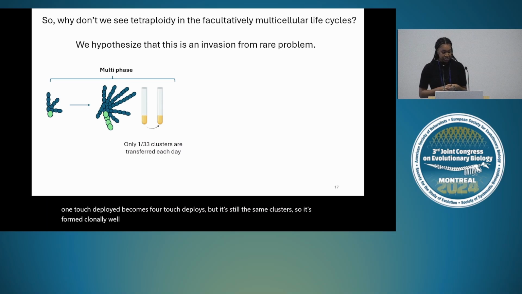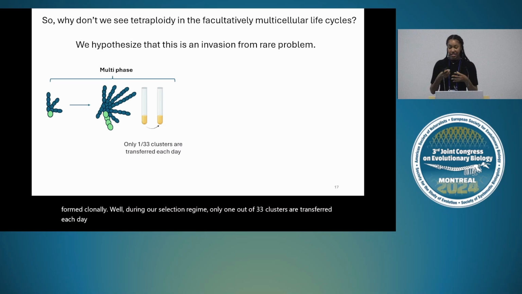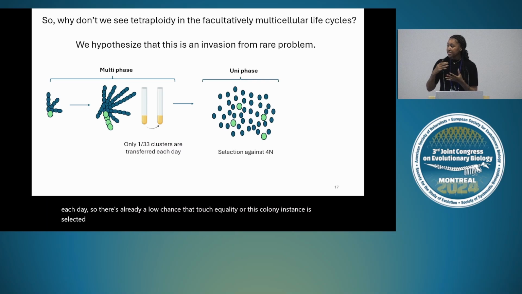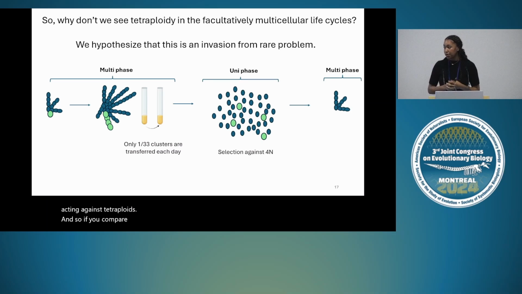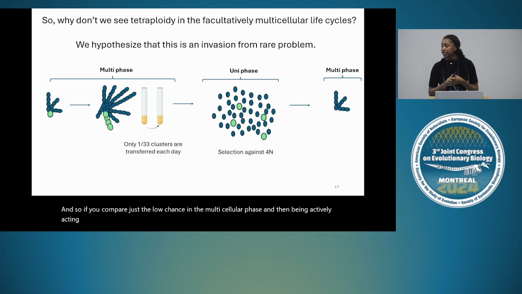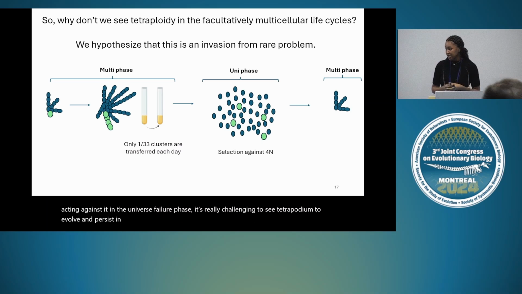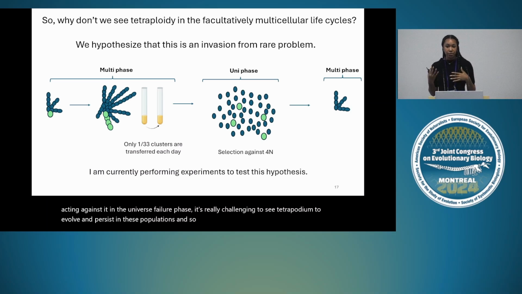During our selection regime, only 1 out of 33 clusters are transferred each day, so there's already a low chance that tetraploidy, or this colony, in this instance, is selected for. And then when it alternates into the unicellular phase, selection is actively acting against tetraploids. If you compare just the low chance in the multicellular phase and then selection acting against it in the unicellular phase, it's really challenging to see tetraploidy evolve and persist in these populations. And so I'm currently performing more tests to further test this hypothesis.